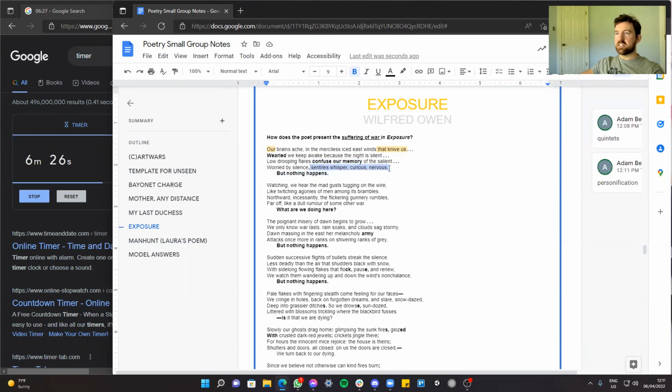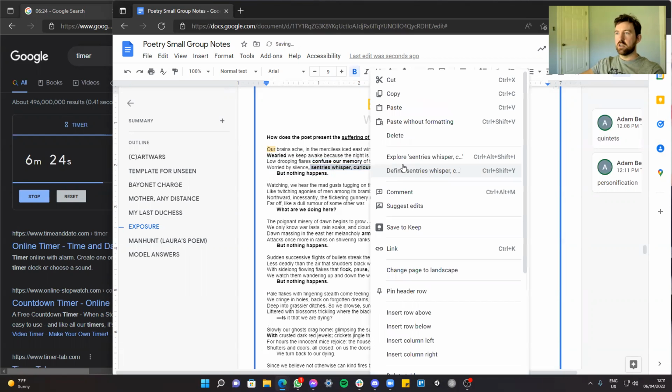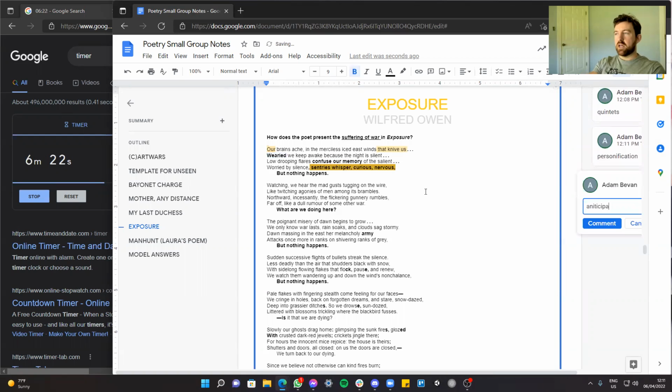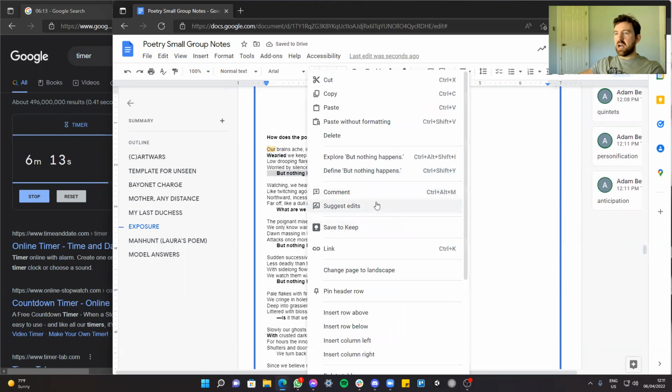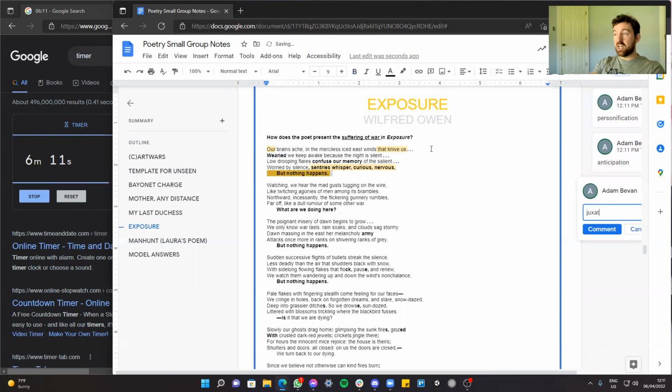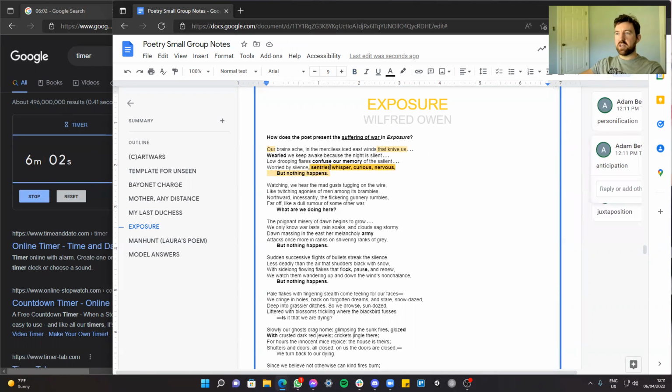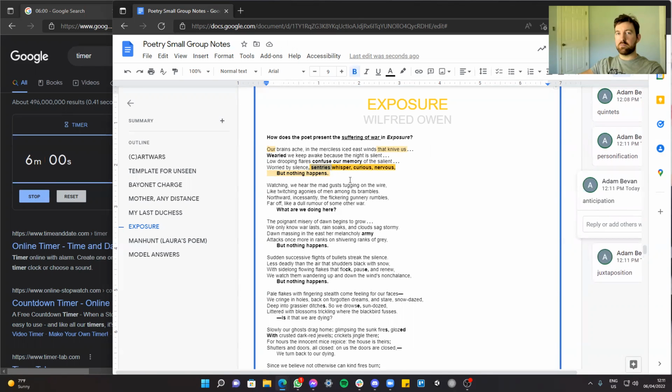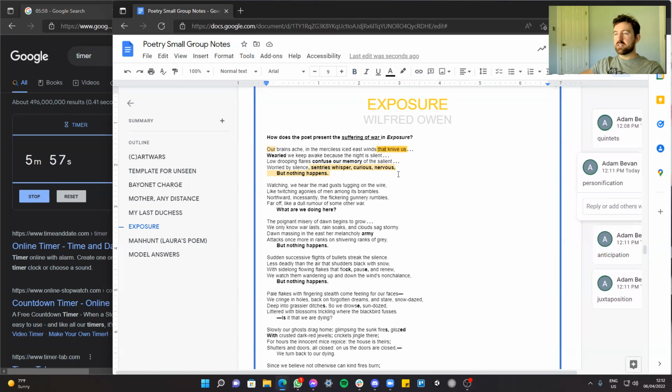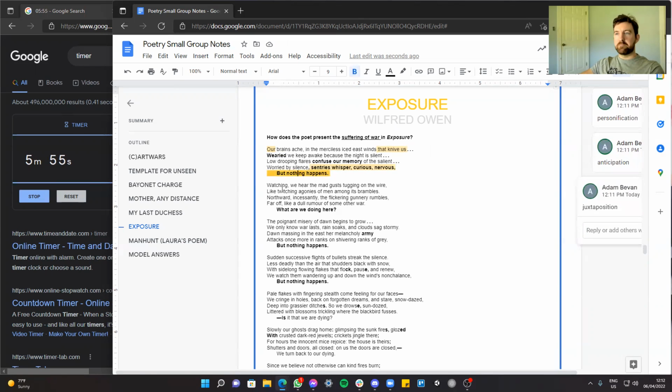So there's this anticipation that's being built by the whispering and the curiousness and the nervousness, which is then juxtaposed by the nothing happens. And this also juxtaposes war generally, because we would think of war as being a time where lots of stuff happens. Yet Wilfred Owen is telling us here that nothing happens. There's all this anticipation, maybe anxiety, danger, but actually nothing.